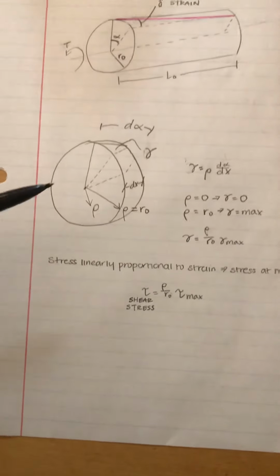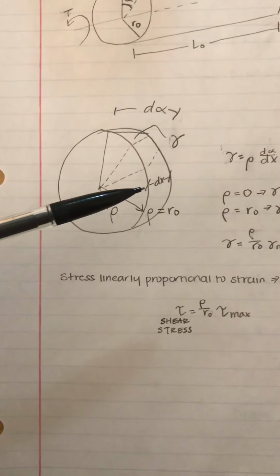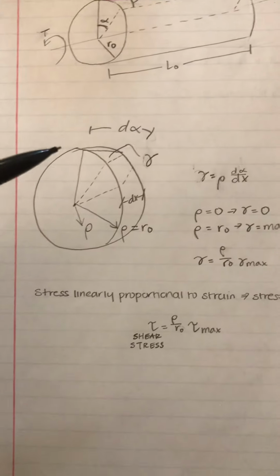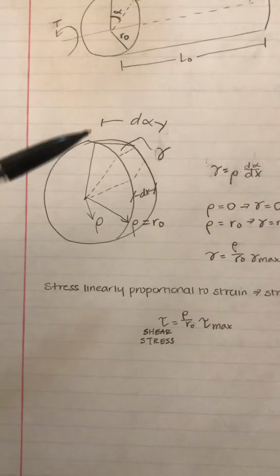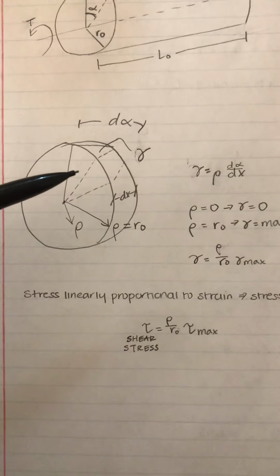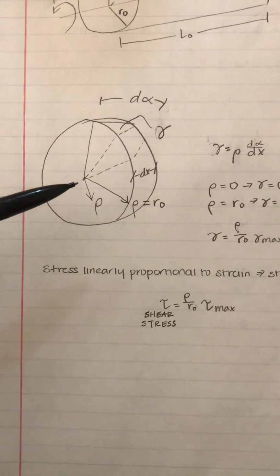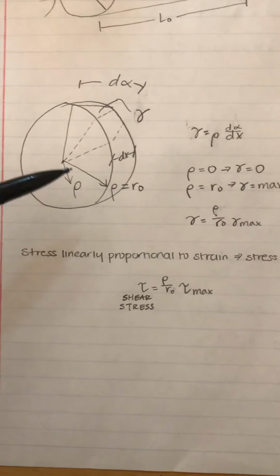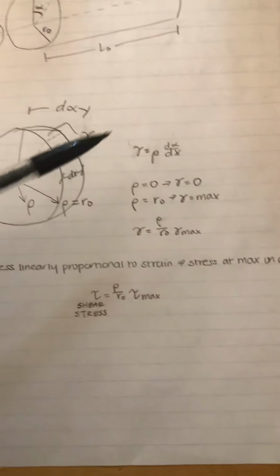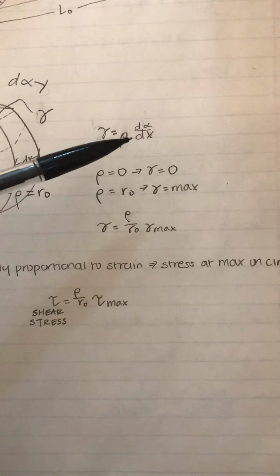So now we're going to look at a small segment of the cylinder. This segment has width dx, and I've also drawn in the two planes from above and a gamma as well. So this d alpha here is basically how much this little circular section twists when the torque is applied. And this rho here is the distance you go from the center of the circle. And when rho equals RO, you're at the circumference. So gamma is equivalent to rho times d alpha over dx.